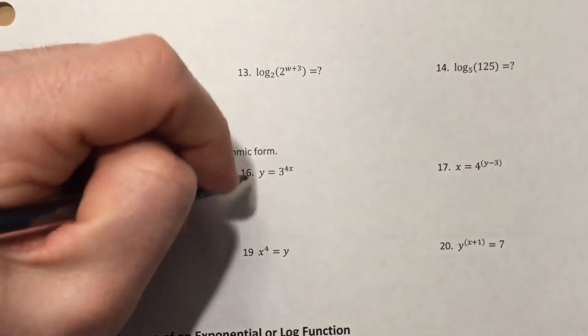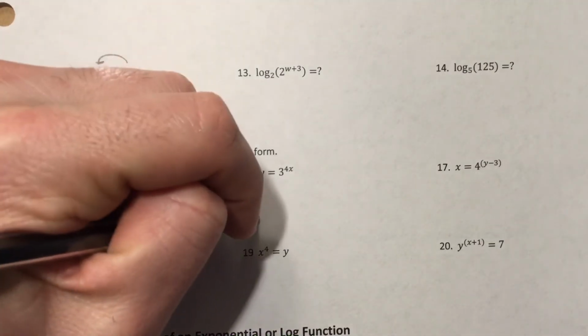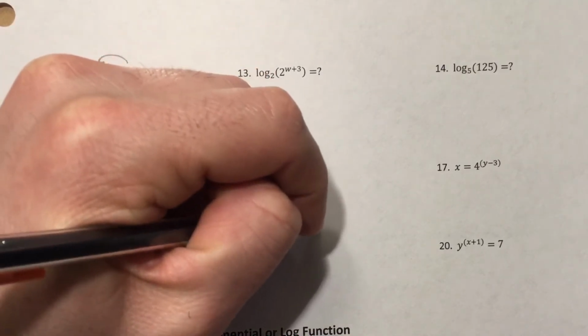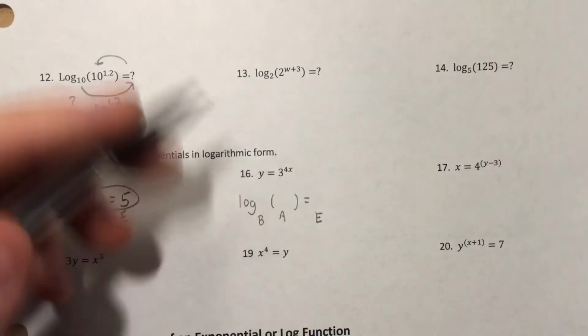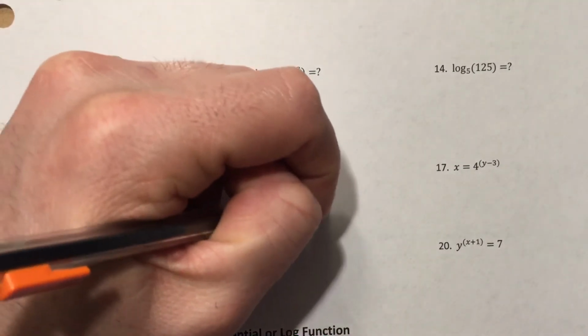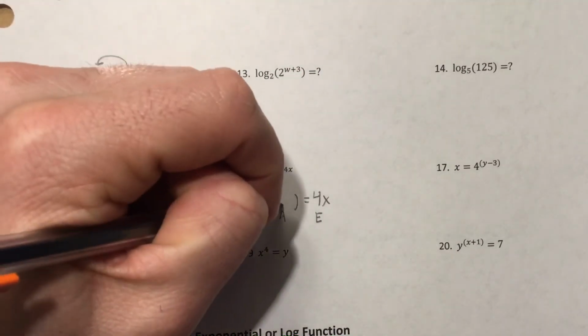If we go to 16, I write my log, and then I write my B, A, E. So my base is 3. My exponent is 4x. And my answer, what's by itself, is y.